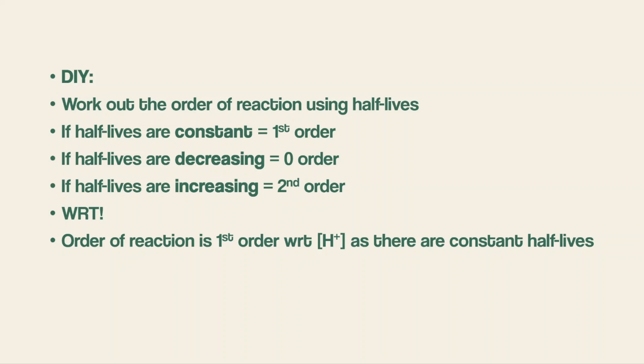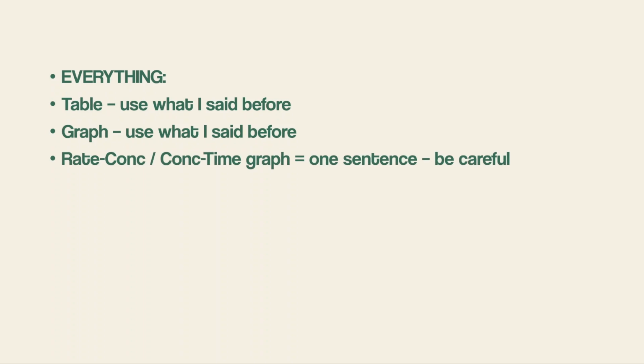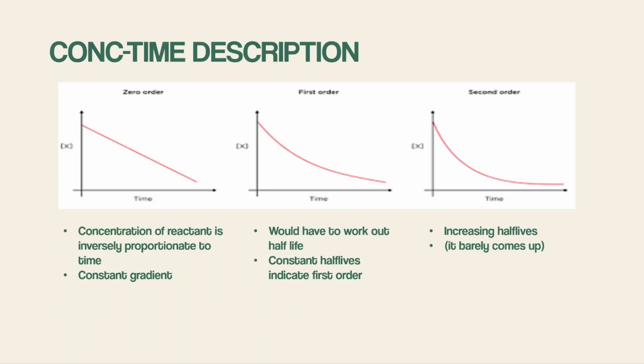If you got an everything question, so they might put a table in there, and if they do, just use what I said before. If they put a graph, use what I said before. If they put a rate concentration or concentration time graph, it is just one sentence, but you need to be careful in the way you word it. Here are the ways in which you will talk about the respective graphs in your answer to get those marks.